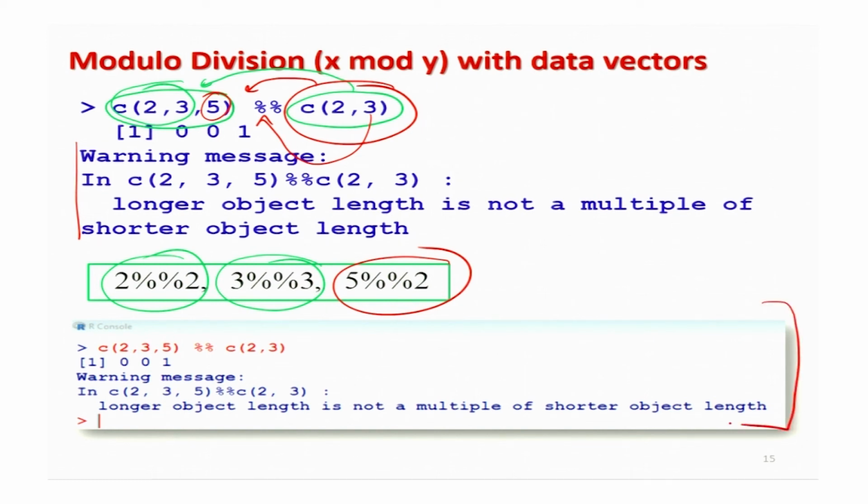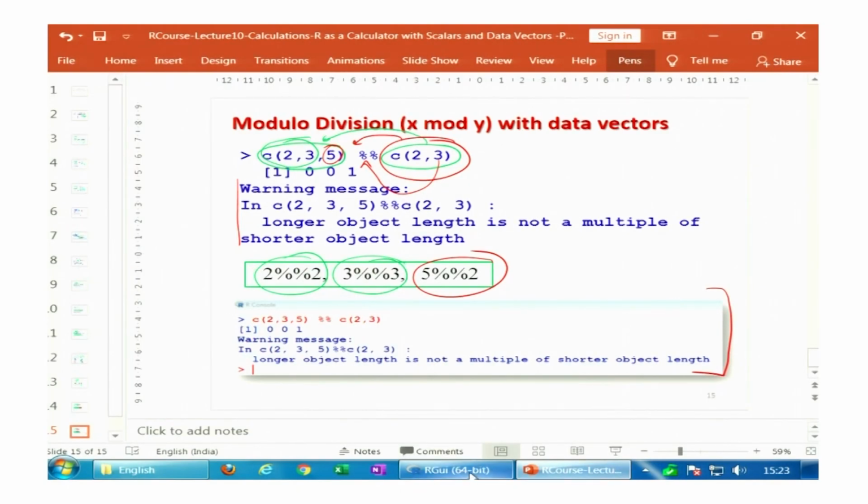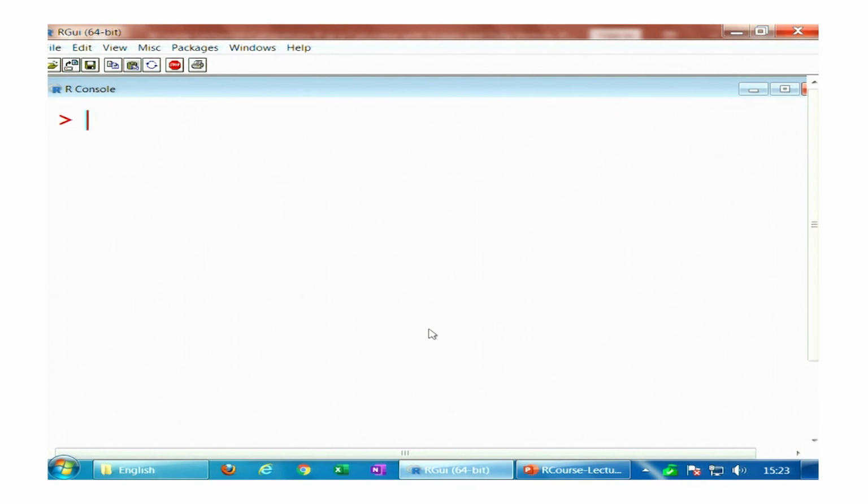So this is the screenshot of the same operation, and I will try to show you these operations first on the R console, and then you will get more confidence. So if I try to say 7 mod 3, you can see 3 2s are 6 and the remainder is 1.